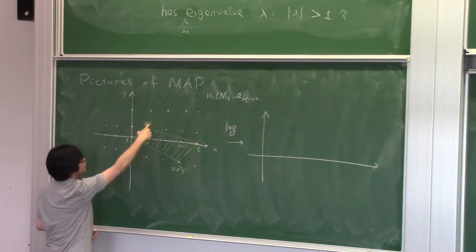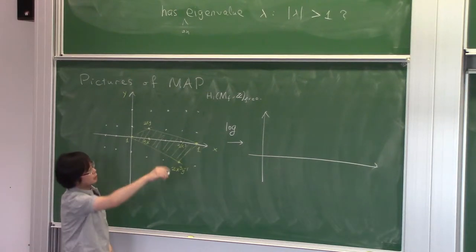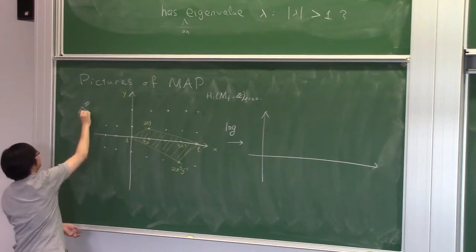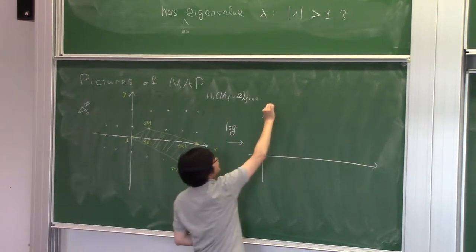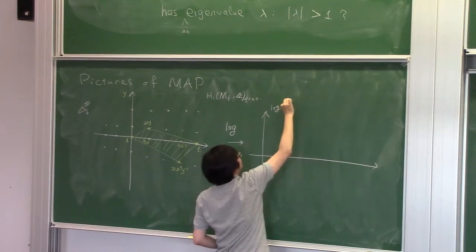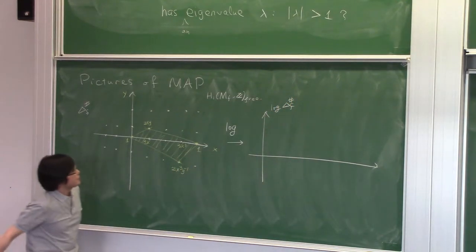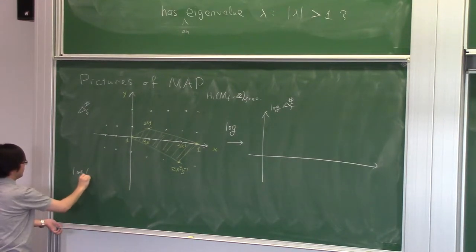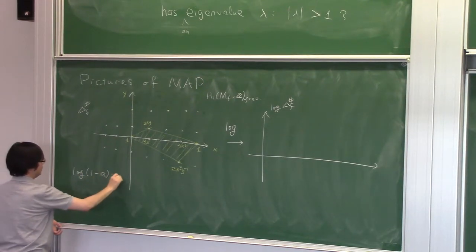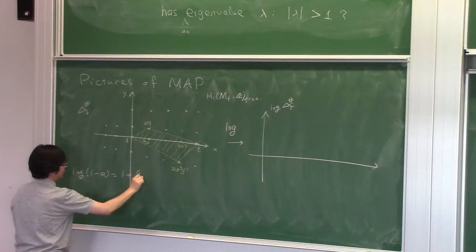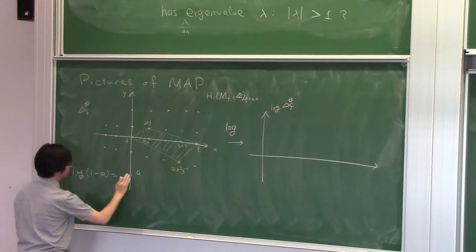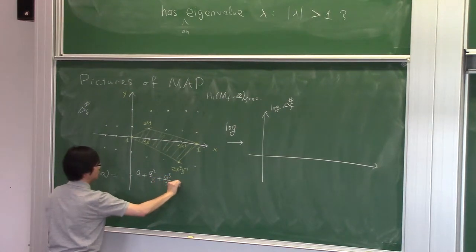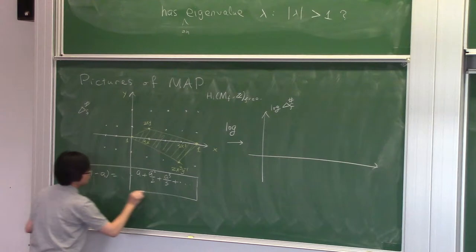You have 1 plus 2x, and your log expansion, you know, this is your delta sharp f. And after taking log, you will get something that you just get using the expansion for log(1 - a) equals a plus a squared plus a cubed over 3, and so on. Just use this formal expansion.